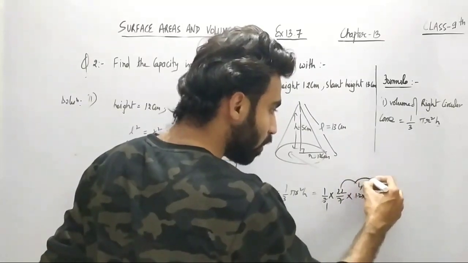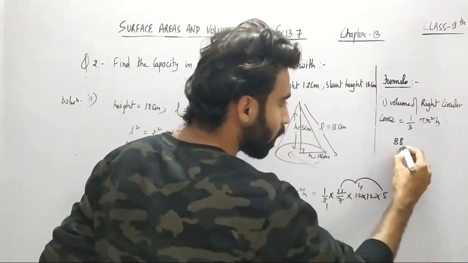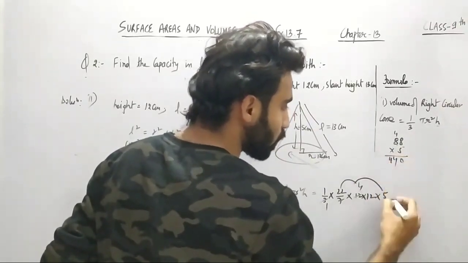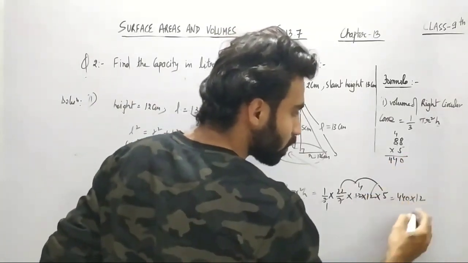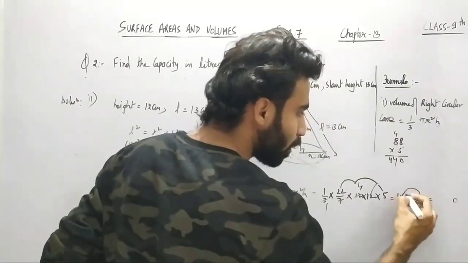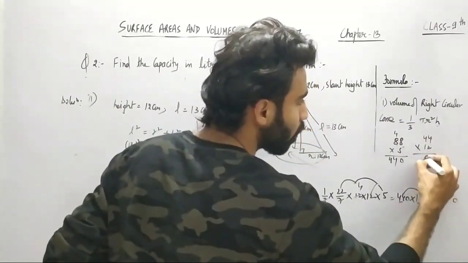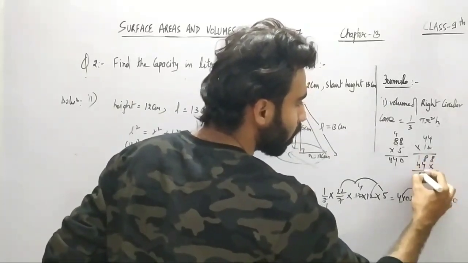88 into 5. So 5 8s are 40, 0, 4, 5 8s are 40 plus 4, 44. So 440 into the 12 remaining thing here. 0 आएगी, so 44 into 12 कर लेता हूँ. So 44 into 12: 2 4s are 8, 2 4s are 8. Then 1 into 44 is 44, so 8, 8 and 4, 12, 4 plus 1, 5.